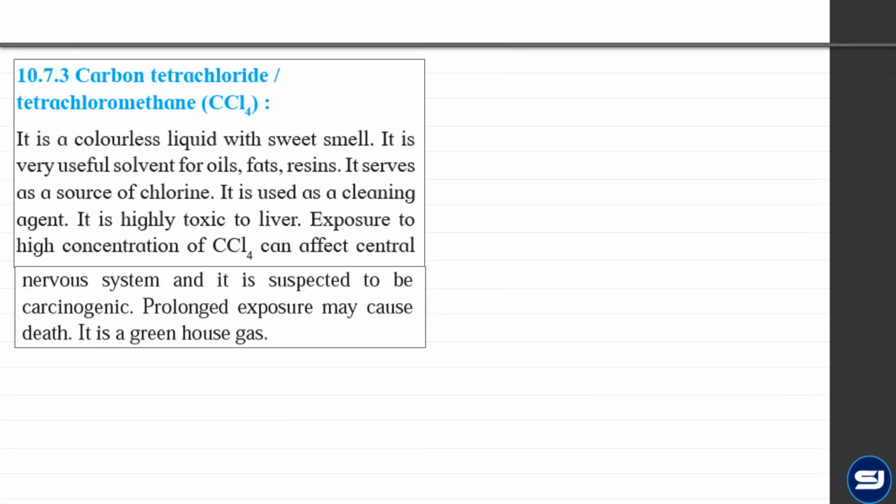Then we have carbon tetrachloride, which is a colorless liquid with sweet smell, very useful solvent. Most of these polyhalogen compounds are used as solvent, one of the common use. For oils, fats, resins, it serves as a source of chlorine, used as a cleansing agent. It's highly toxic to liver and exposure to high concentration can affect CNS and is suspected to be carcinogenic, yani cancer causing. Carcinogenic यानी cancer causing. Prolonged exposure may cause death and it is a greenhouse gas.